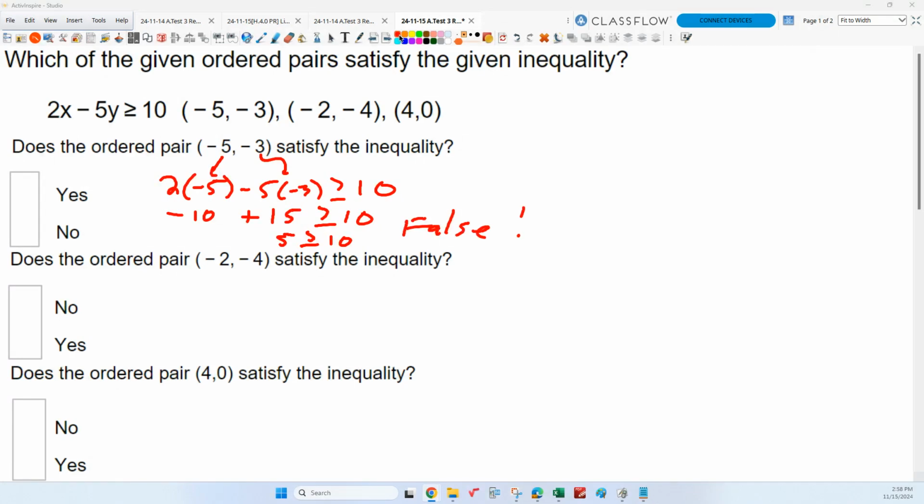So what's that tell me? No, it's not a solution. Okay? We do this. Does that make sense? We would just do that for each of them. If it makes it true, then yeah, it's a solution. If it doesn't make it true, it's not a solution. Okay? Do we need another example or are we good?